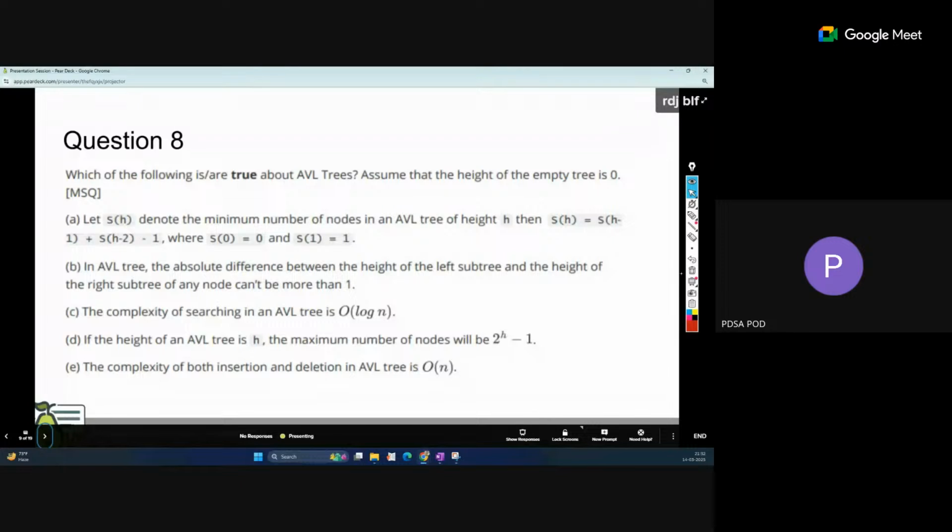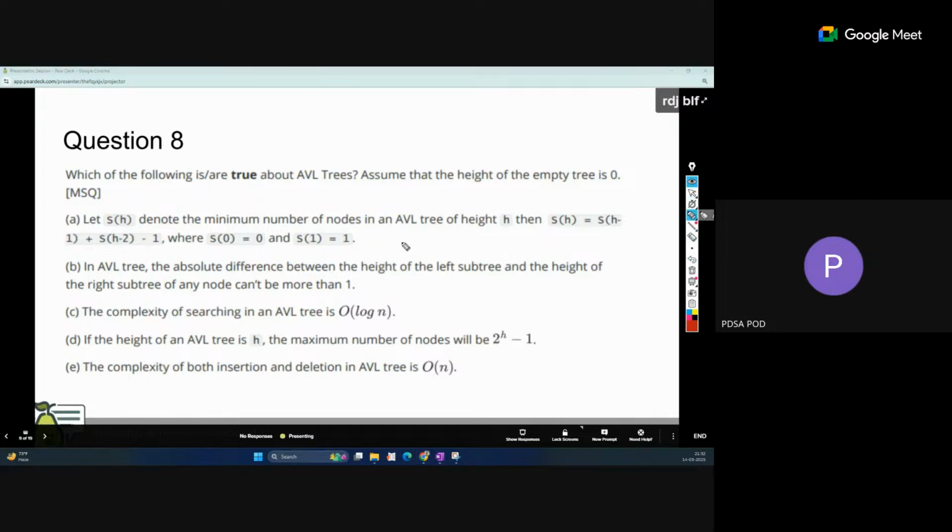So this is about properties. The AVL tree is also a binary search tree, so those formulas are also applicable, such as the maximum number of nodes. But for the minimum number of nodes in the AVL tree, because AVL is a balanced tree, we calculate it by this formula. This formula is very important for AVL tree questions, just remember this.